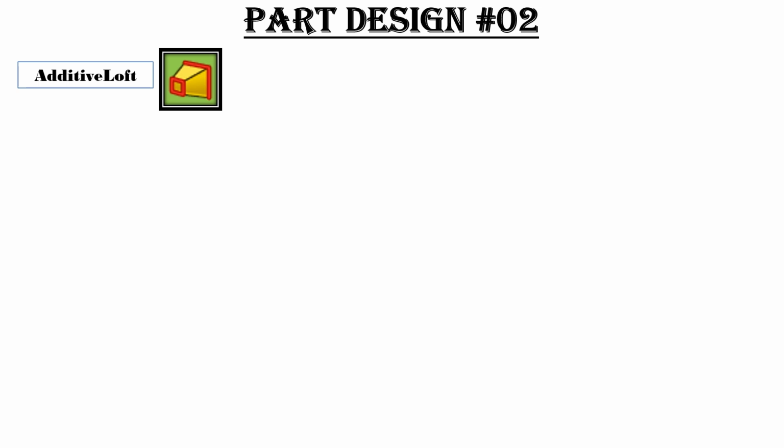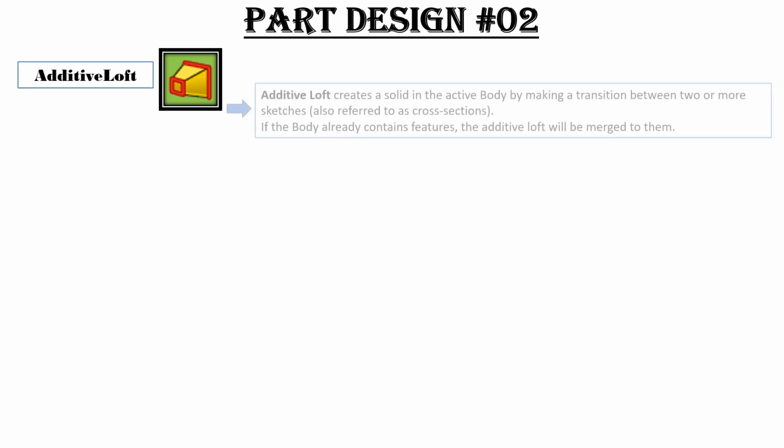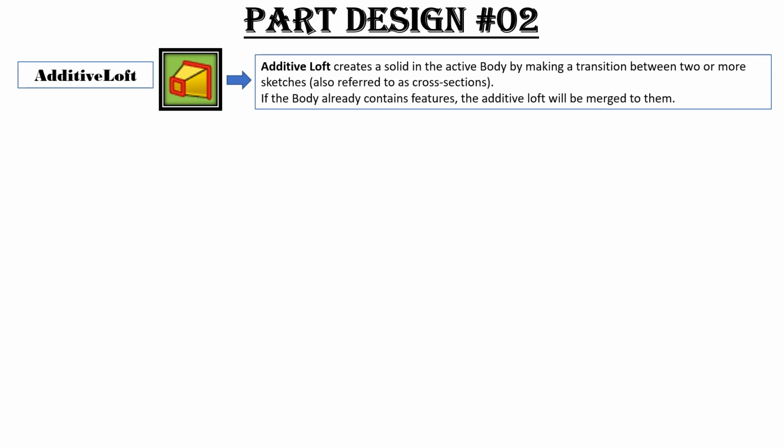Additive Loft creates a solid in the active body by making a transition between two or more sketches. If the body already contains features, the Additive Loft will be merged to them.